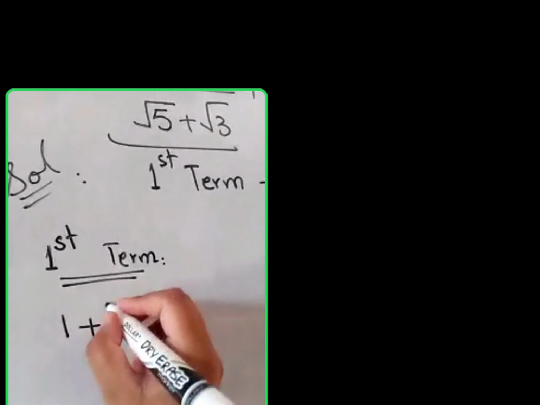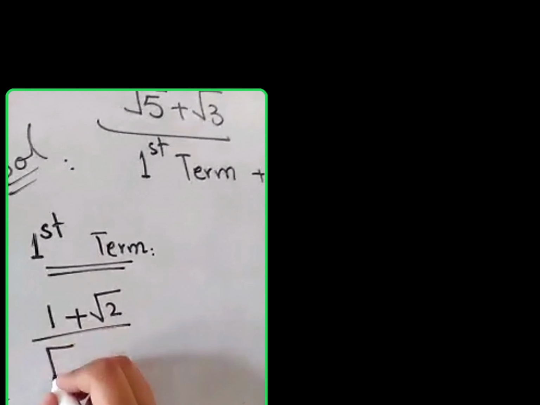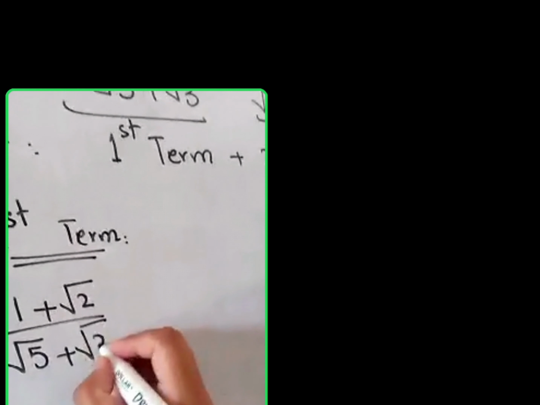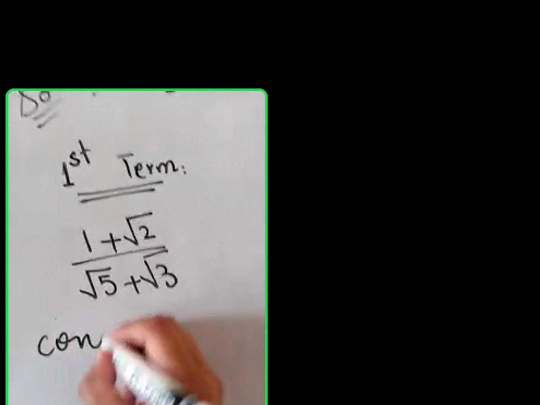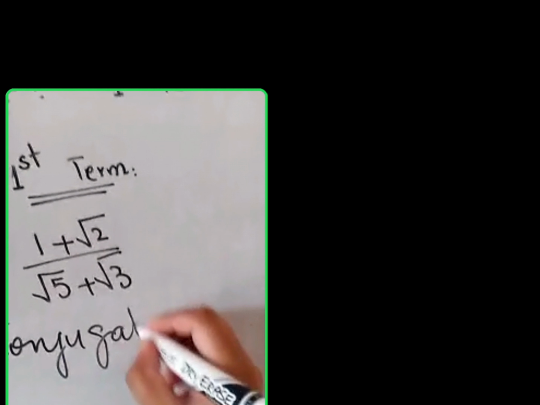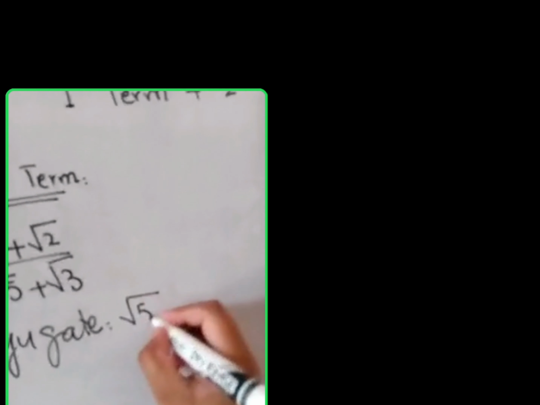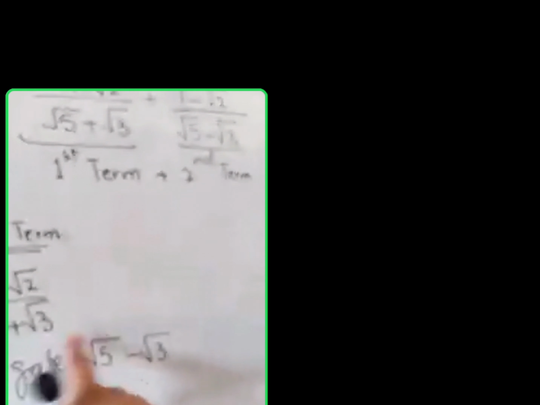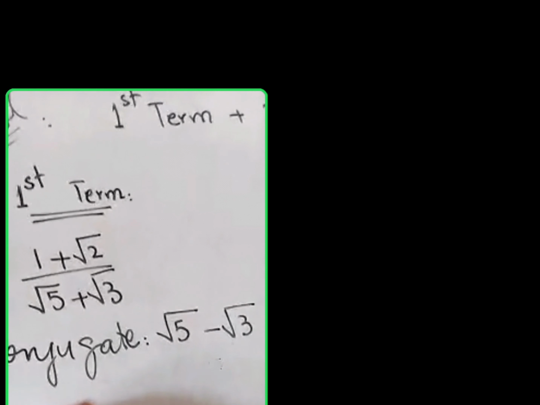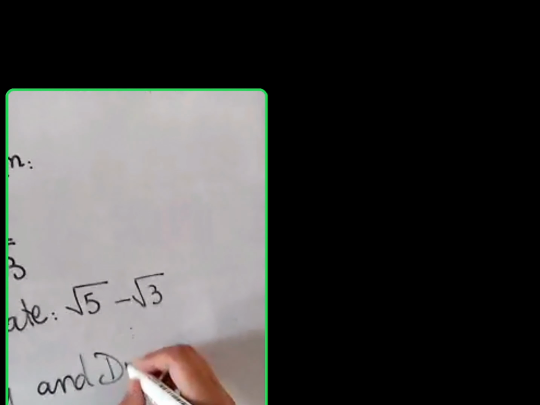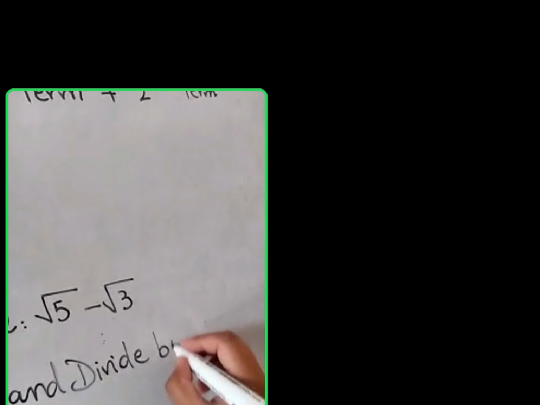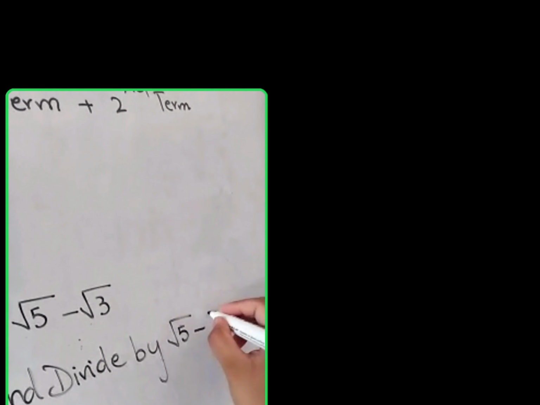First term is 1 plus square root 2 divided by square root 5 plus square root 3. It is an irrational term. Solve it as we have solved question number 1 and 3. Take its conjugate. Conjugate of the denominator will be square root 5 minus square root 3. Square root 5 minus square root 3 is the conjugate. Now you will say multiply and divide by its conjugate. Multiply and divide by square root 5 minus square root 3.